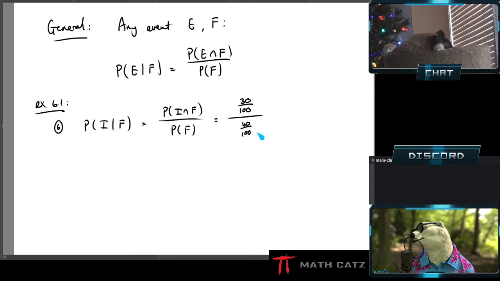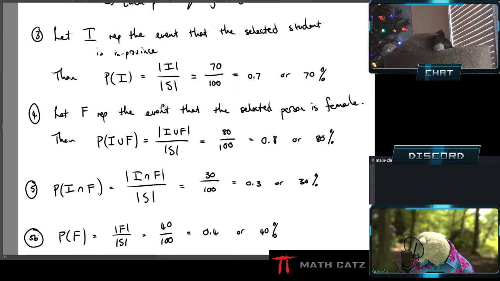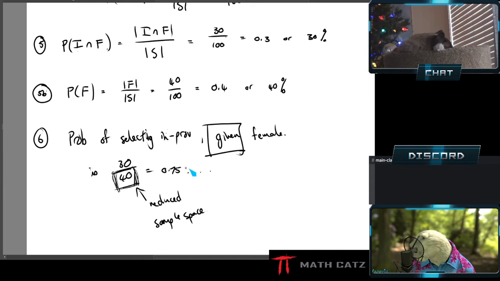40 out of 100. I can then simplify this and I'll get 0.75 again. Same as here, same as this one, but this one I had the luxury of having all the numbers in my table, and that's not always going to happen. So the table is nice if they give me all the numbers.